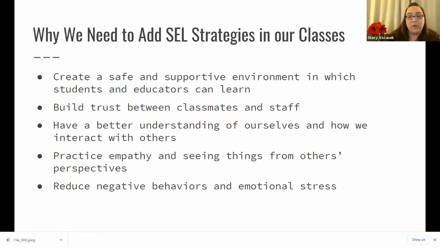I think a lot of the time we hear about PBIS and restorative justice, and those things are really important. I'm not going to talk about that stuff here though.